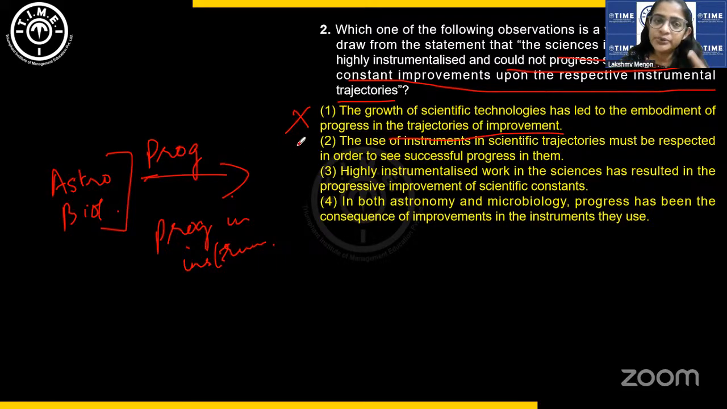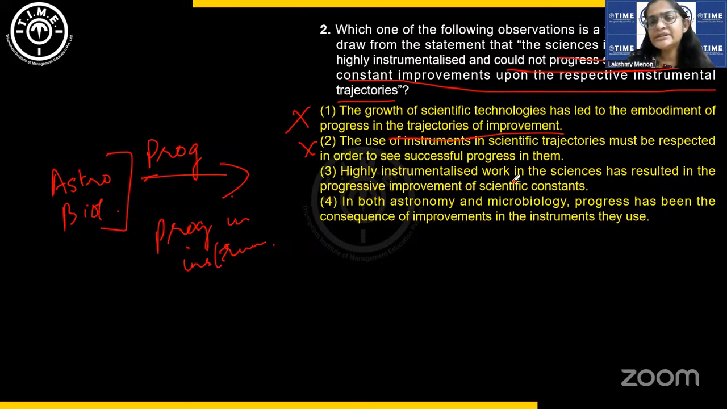You need to interpret the statements properly. Don't just look at the words and say, these match. That is not how you pick answers. You need to think, what is this person saying in this statement? Then you will get it. If you respect use of instruments, then you will see progress does not make any sense at all, right?